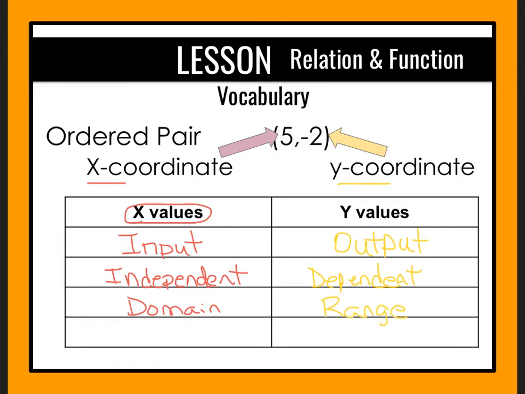As we refer to our x values, we're referring to all the x values. They can also be called the domain. As we refer to your y values in your ordered pair, those are your range values. So I just want to make sure that you understand all of these words mean the same thing, okay?